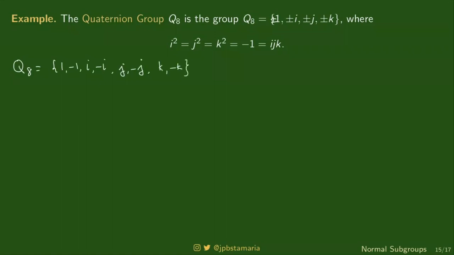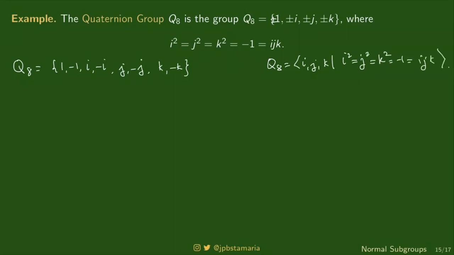Now, if this is a group, what is the rule? The rule is: I squared, J squared, K squared is -1, and -1 is IJK. In other words, you can say that Q8 is generated by the elements I, J, K, where this is the rule. This is the rule of the game.